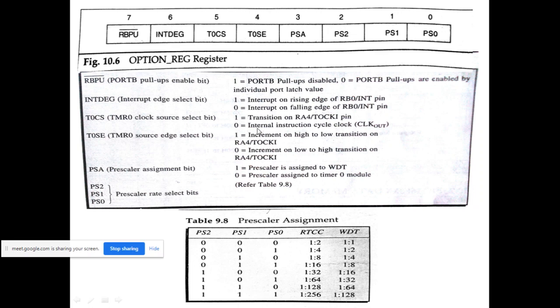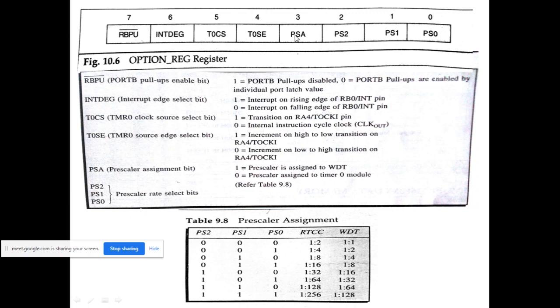Particularly when you are operating this as a counter, you will be applying some clock signal through this pin. So this bit will decide whether your count will increment when the clock signal makes a high to low transition or a low to high transition, at the falling edge or rising edge. So you can make the counter either falling edge sensitive or rising edge sensitive based on this particular bit.